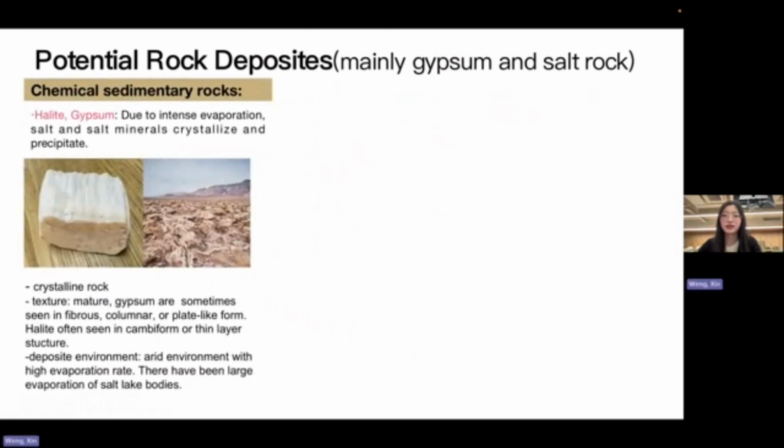For potential rock deposits, I think they will be gypsum and rock salt. Due to intense evaporation, salt and salt minerals crystallize and precipitate. Gypsum and halite are crystalline rock, and they have mature texture. Gypsum is sometimes seen in fibrous or plate-like form. Halite is often seen in cubic form or thin layer structure. Their deposit environments are arid environments with high evaporation rates.